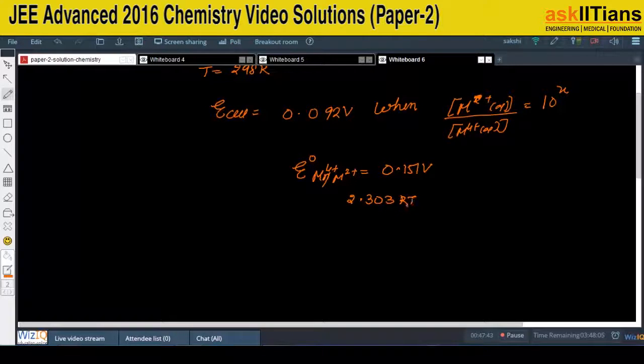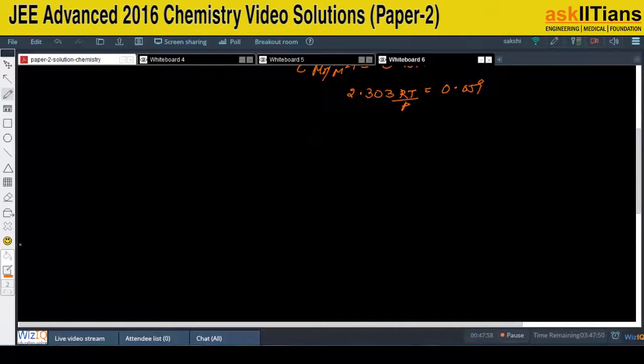2.303 RT by F value has also been given to you as 0.059, and you have been asked to calculate the value of this X. So this question is very simple. How you are going to do this question is also simple, and the solution is also simple. First of all, it's a very general convention that you have to write the two reactions.